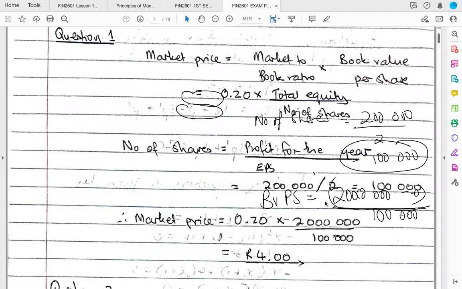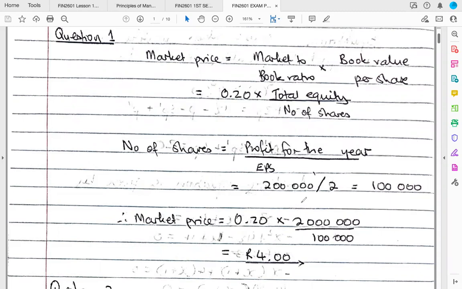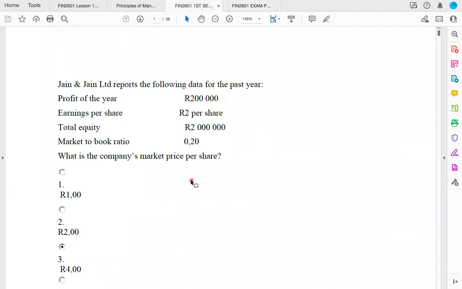Yeah. So the book value per share is actually just this part. This is just the book value per share. And once we get the answer here, which is 20, we multiply that by our market to book ratio, then that gives us the market price per share. So those are two important formulas to remember.